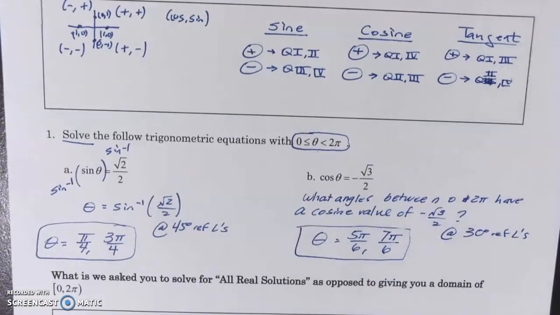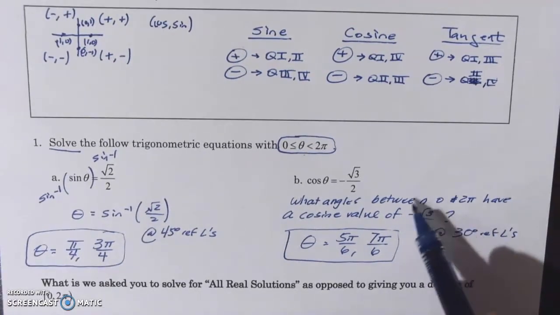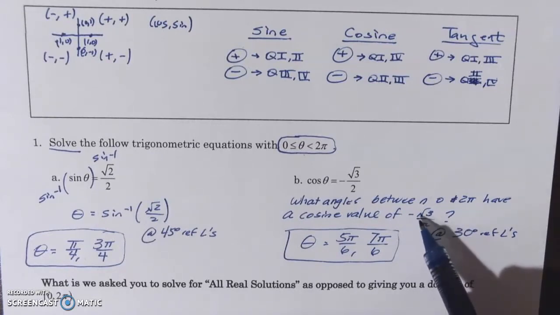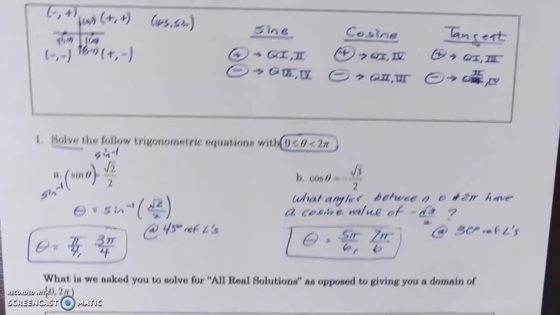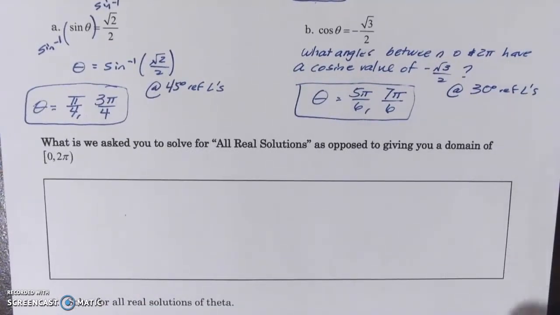So we still need that good inverse trigonometry knowledge. We still need that good unit circle knowledge, thinking of our reference angles and for what angles cosine would be some version of root 3 over 2, in this case negative. Okay? All right, what if we asked you to solve for all real solutions or all possible solutions?